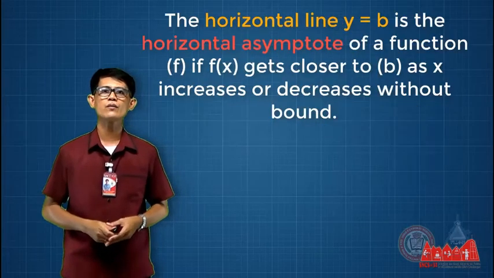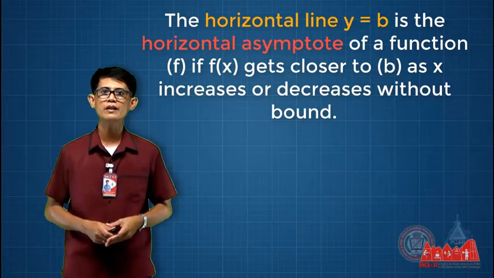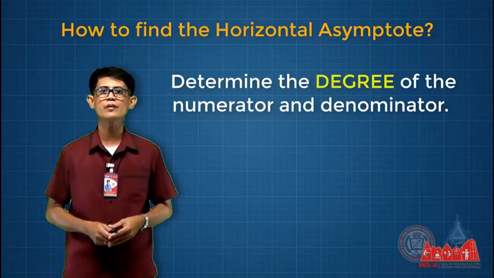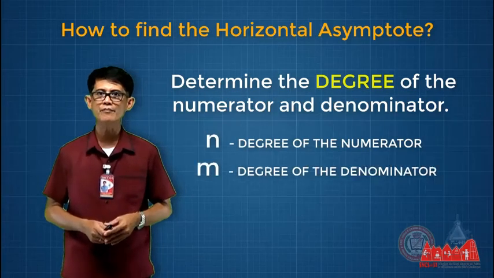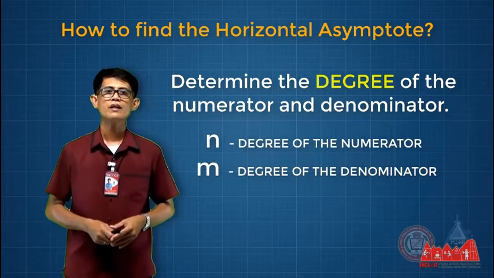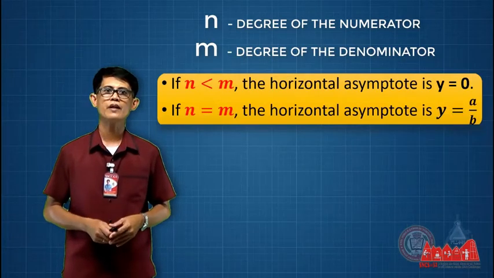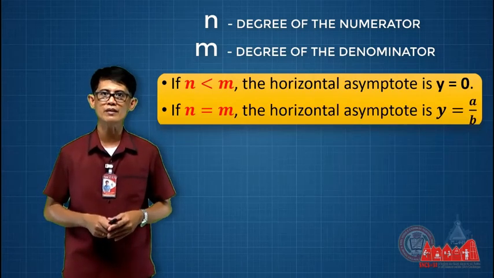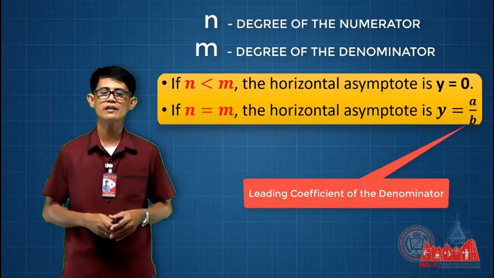The horizontal line y equals b is the horizontal asymptote of the function f if f of x gets closer to b as x increases or decreases without bound. To find the horizontal asymptote of a rational function, determine the degree of the numerator and denominator. Let n be the degree of the numerator and m be the degree of the denominator. If n is less than m, the horizontal asymptote is y equals 0. If n is equal to m, the horizontal asymptote is y equals a divided by b, where a is the leading coefficient of the numerator and b is the leading coefficient of the denominator.